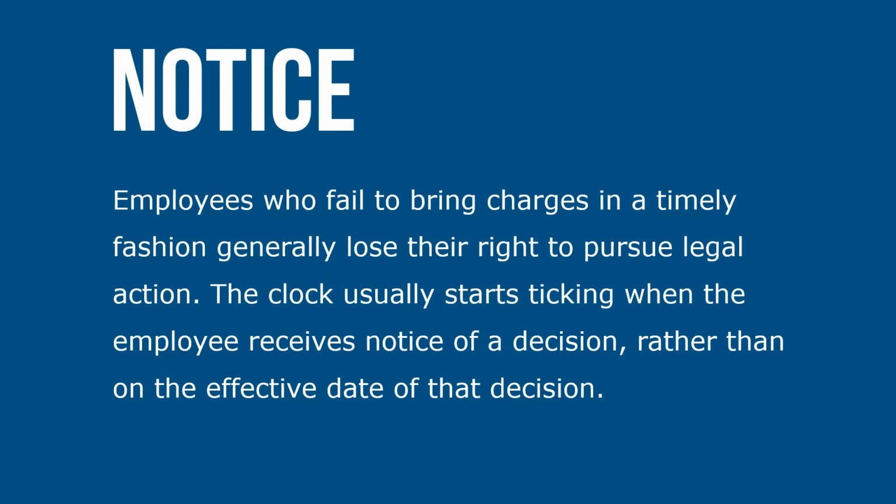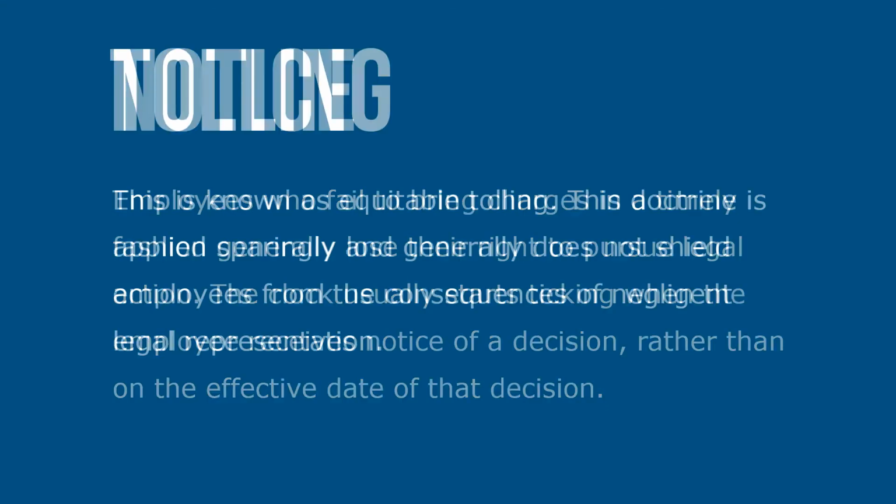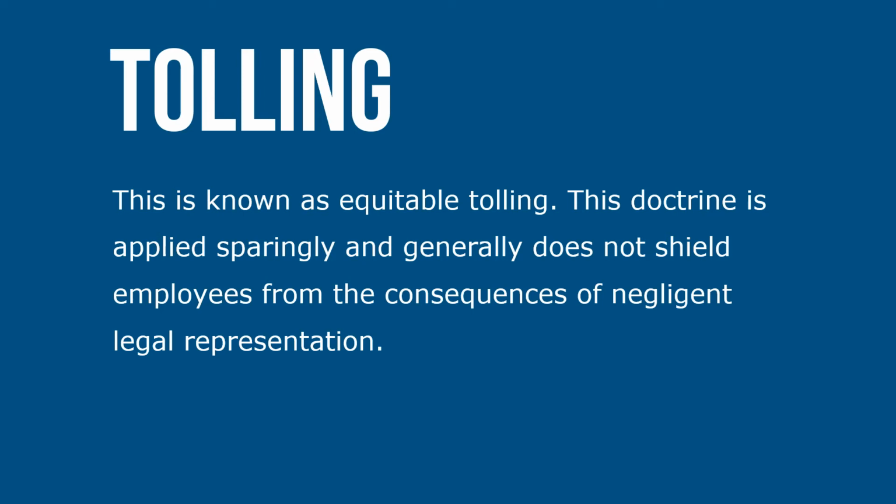The clock usually starts ticking when the employee receives notice of a decision rather than on the effective date of that decision. This is known as equitable tolling. This doctrine is applied sparingly and generally does not shield employees from the consequences of negligent legal representation.